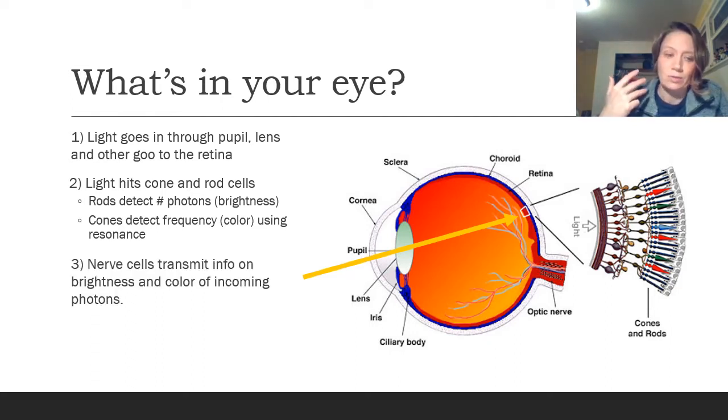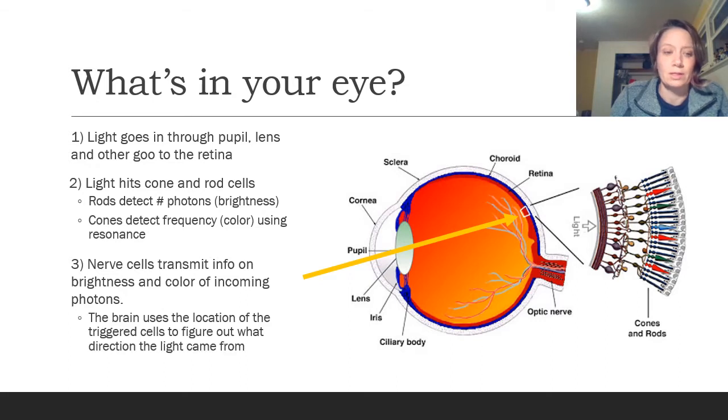Past those cells, the rods and the cones, we have nerves that go to your brain, and those nerves can detect a bunch of information and transmit it to your brain, specifically the brightness and the color of the incoming photons. But there's one other piece of information that those photons can tell you, which is really relevant to this particular topic, and that is specifically which cones and rods in your eye were the ones that noticed the light. And this matters because your brain is able to use the location of the activated cells to figure out what direction the light came from.